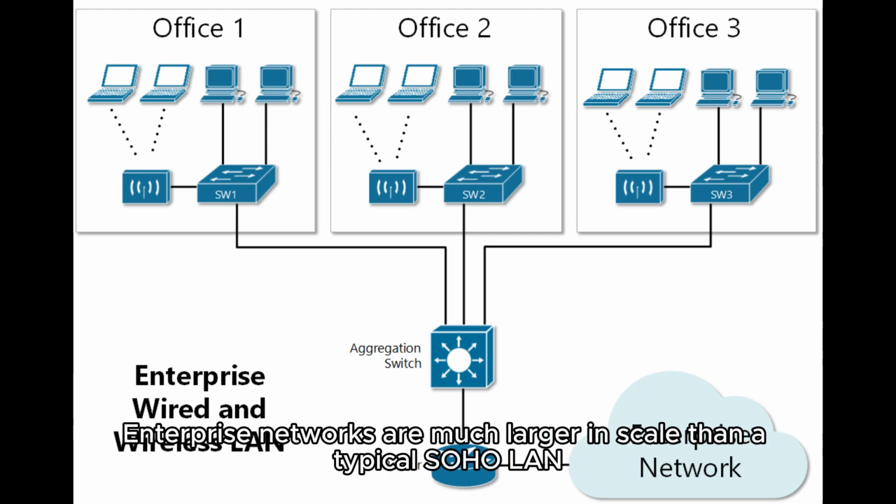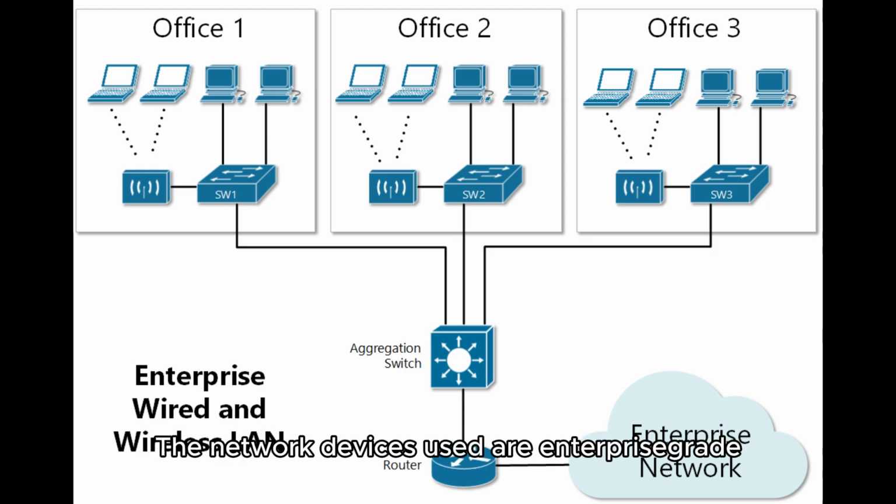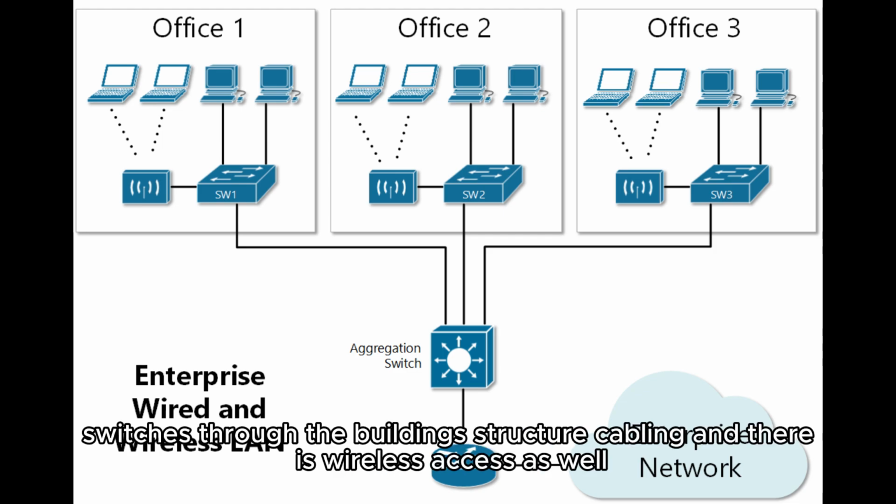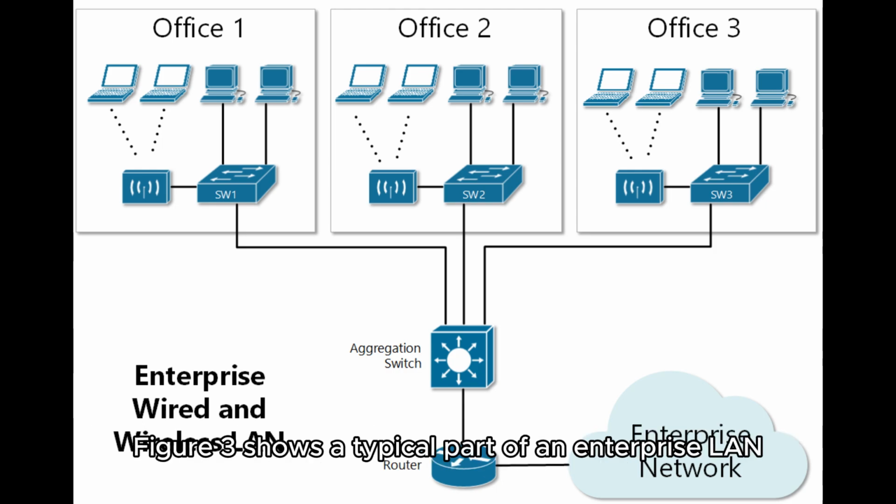Enterprise LANs. Enterprise networks are much larger in scale than a typical SOHO LAN. The network devices used are enterprise-grade, usually racked in wiring closets. Clients typically connect to the access switches through the building structure cabling, and there is wireless access as well. Figure 3 shows a typical part of an enterprise LAN.